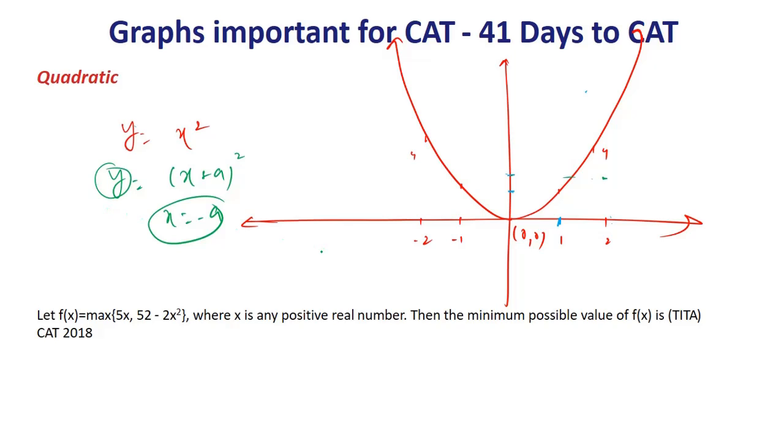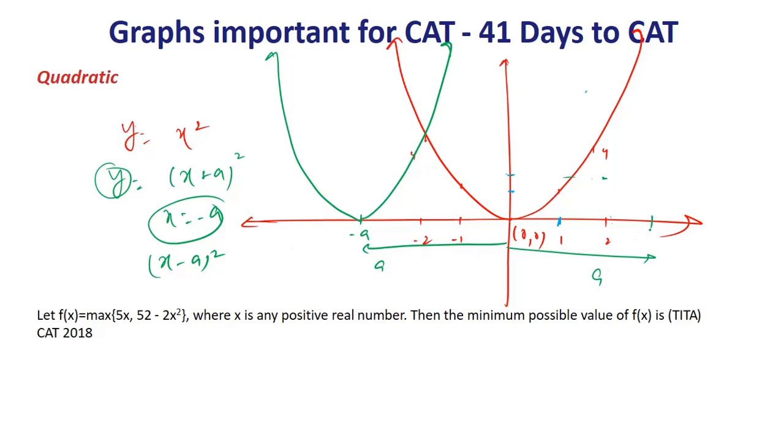So therefore, now in this case what will happen? The graph will shift a unit to the left, right? At x is equal to minus a, the value of y is 0. So the graph shifts a units to the left. And similarly, if you have x minus a whole square, then it shifts a units to the right, right? So a units to the right it shifts for x minus a whole square.